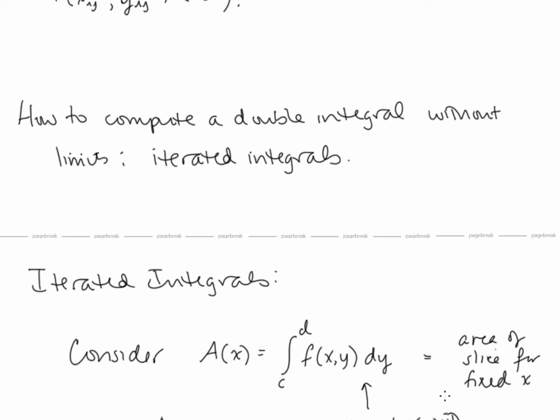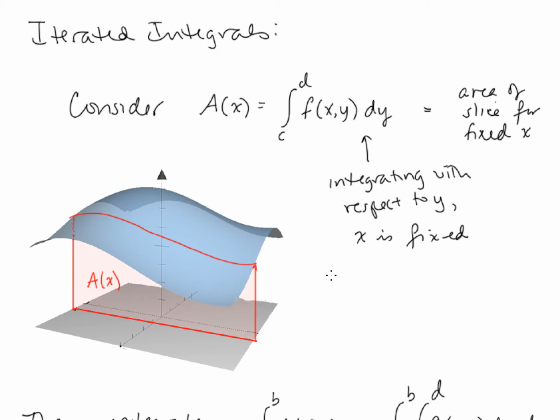Now how can we compute a double integral without using limits? We're going to look at iterated integrals. So consider A of x to be the integral from c to d of f of xy dy. Now let's take a look at what's happening here. This dy is telling us that y is changing. Y is the variable. So that means x is fixed here. So what this represents is the area of the slice for a fixed x.